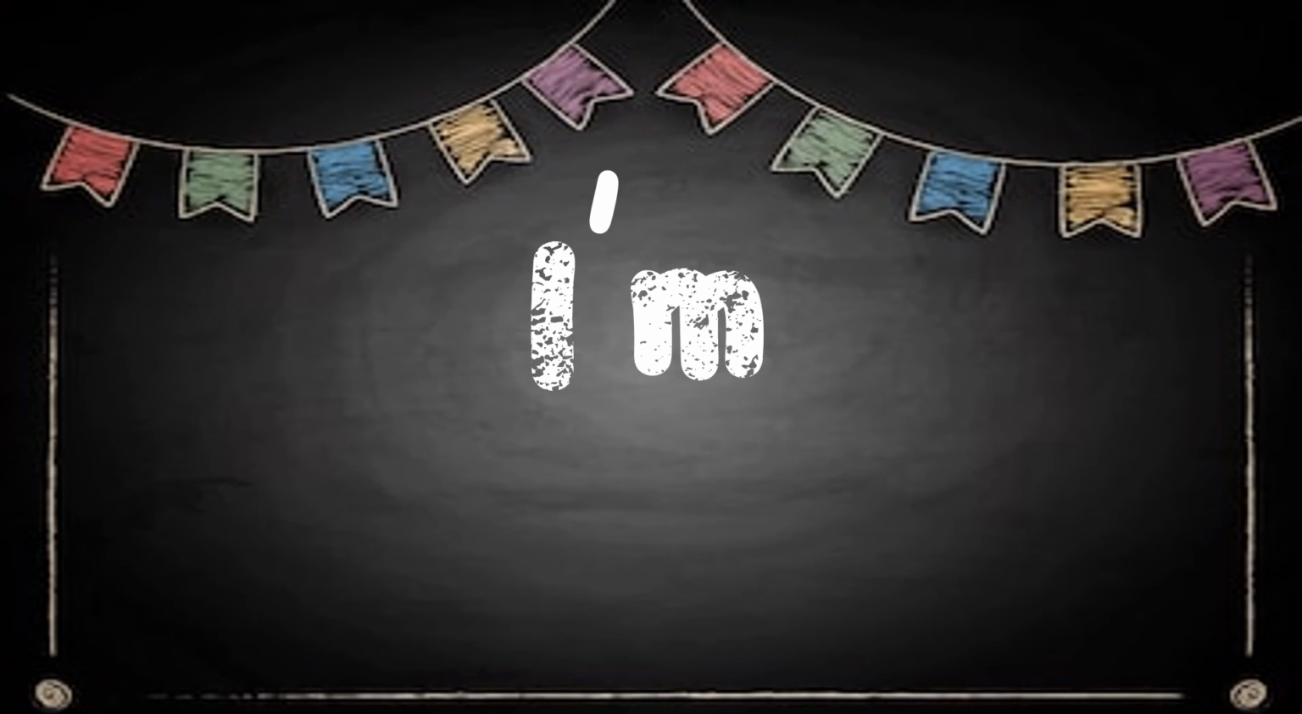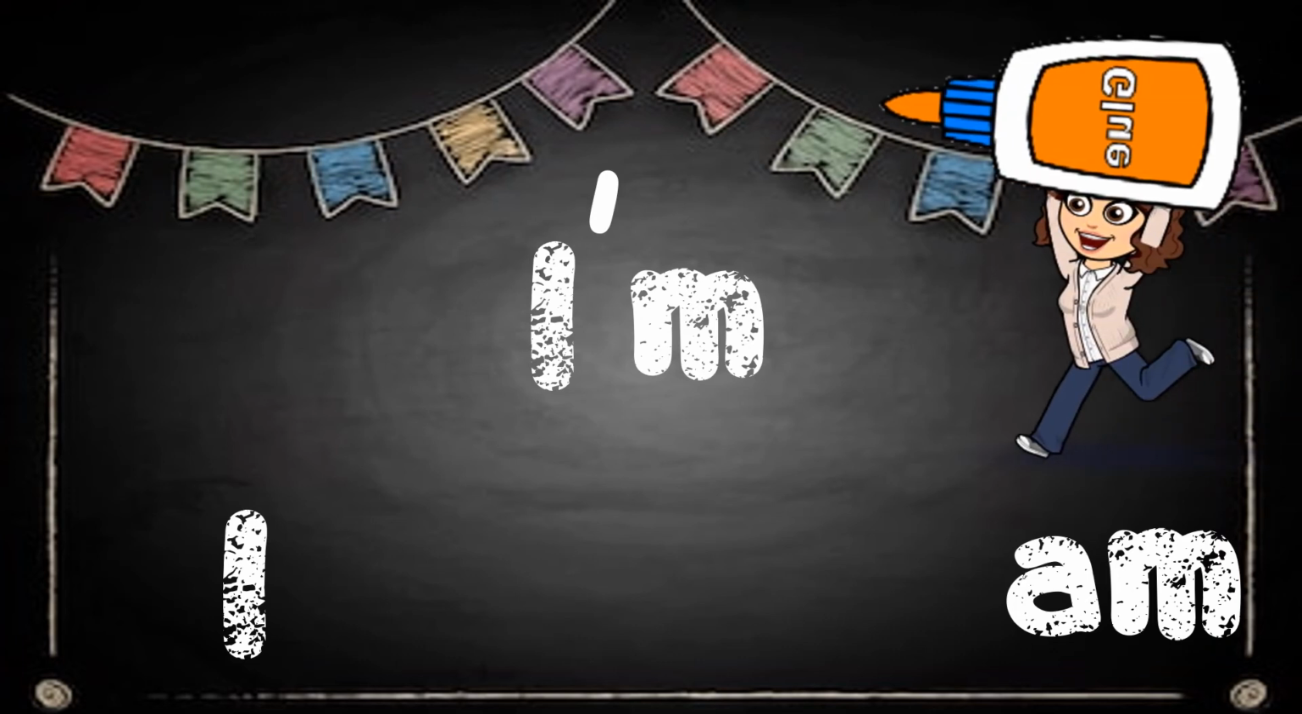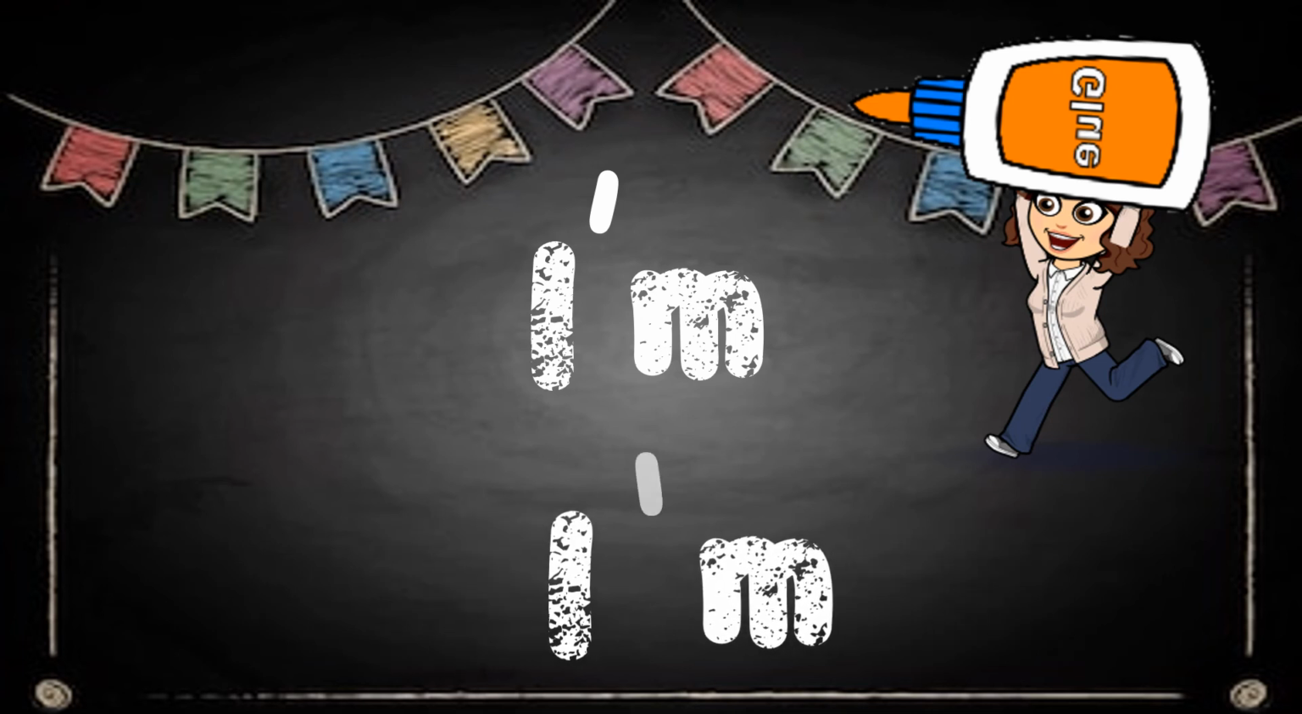I'm. What two words make up the word I'm? That's right. I am. And if we put these two words together, what letter is missing? The A in I am goes away, and in its place is an apostrophe.